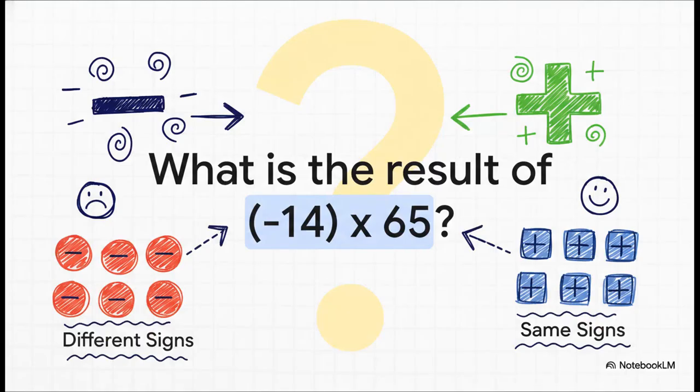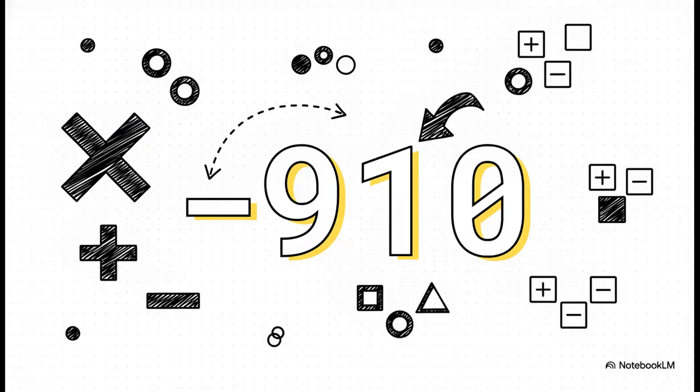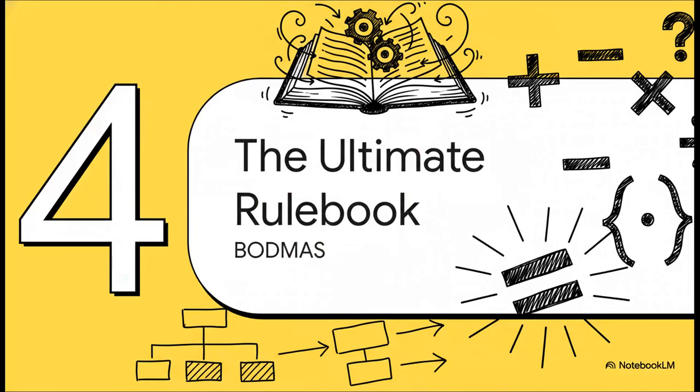Okay, let's test that rule out. What do you think happens when you multiply a negative 14 by a positive 65? Just think about the signs. Are they the same or are they different? The answer is negative 910, because a negative times a positive gives you a negative. Simple as that. And once you know that rule, you can apply it to any numbers, no matter how big or small.